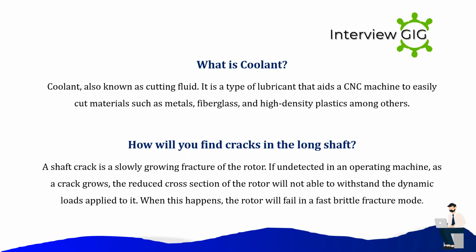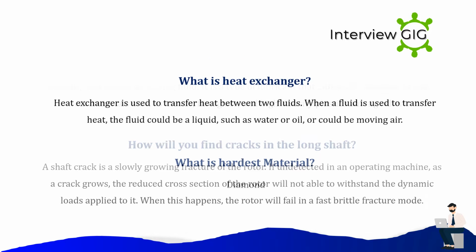A shaft crack is a slowly growing fracture of the rotor. If undetected in an operating machine, as a crack grows, the reduced cross-section of the rotor will not be able to withstand the dynamic loads applied to it. When this happens, the rotor will fail in a fast brittle fracture mode.